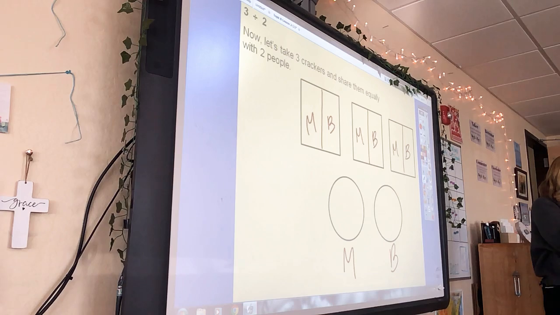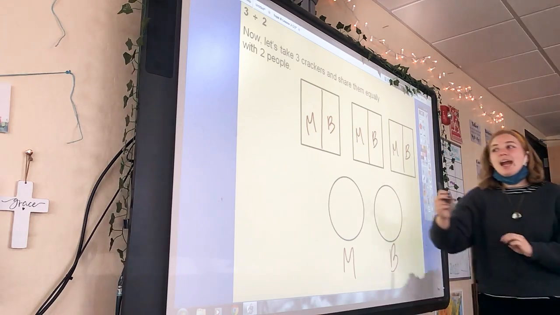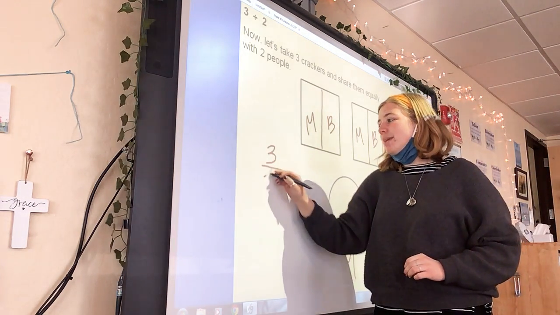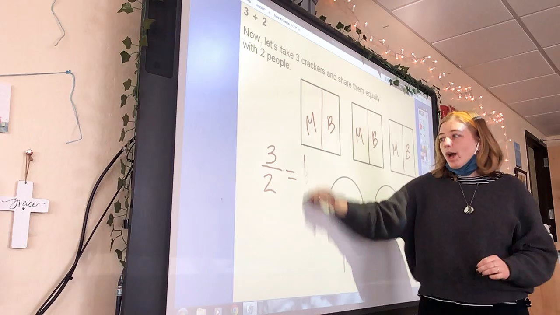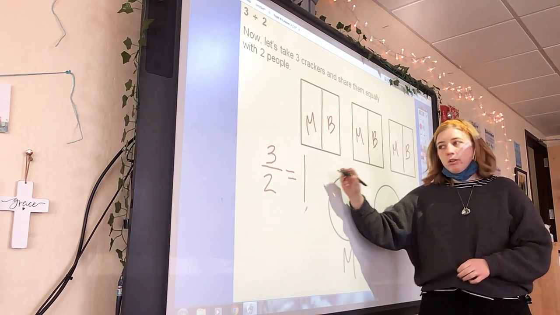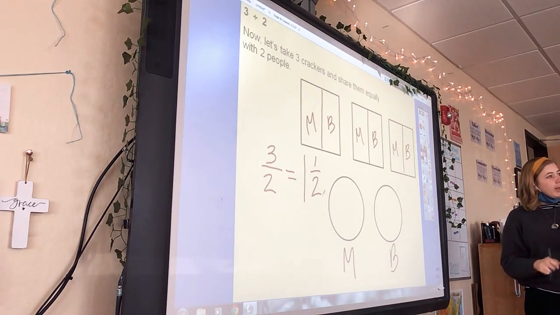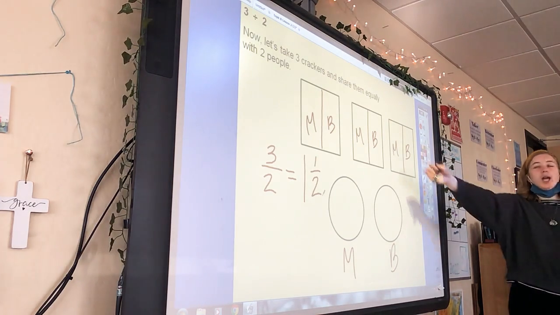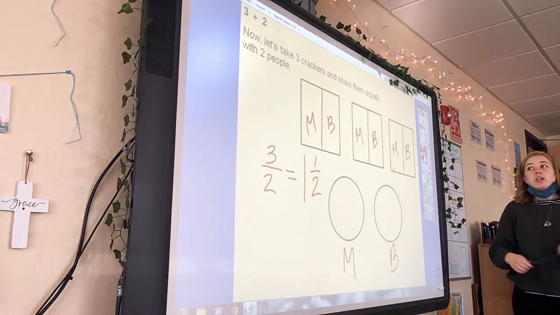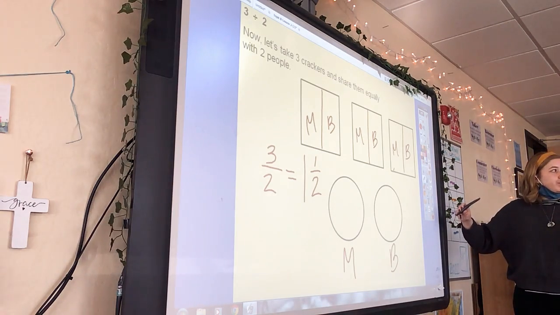Don't change it to a mixed number yet, okay? 1/2 plus 1/2 plus 1/2 is how many halves? 3 halves, okay? Mika gets 3 halves, which is 1 whole cracker and how much? 1/2. So Mika gets 1 and 1/2. Brooks also gets 1 and 1/2. 1 and 1/2 plus 1 and 1/2 equals what? 3.